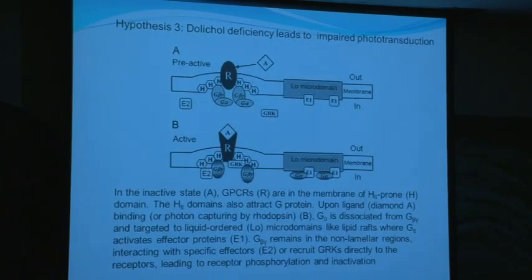The third hypothesis is that receptors, like photoreceptors, like rhodopsins, like to sit in these H2 phases rather than this, what do you call it, this liquid ordered microdomain. And if you don't have enough dolichols, you could affect the phototransduction itself.